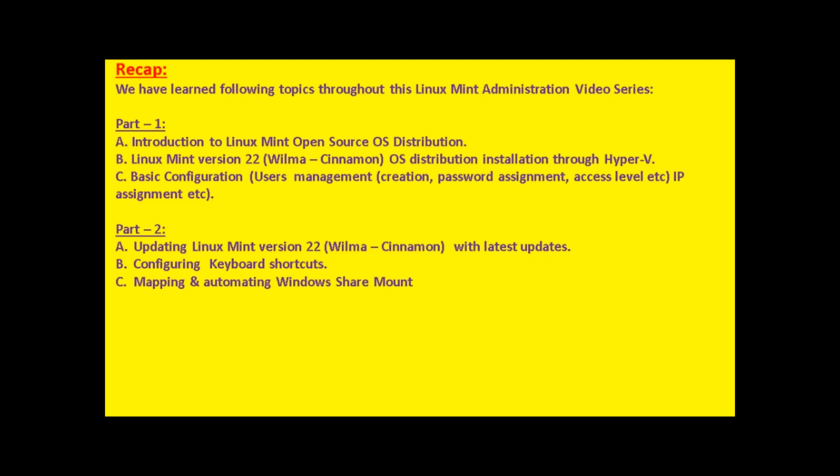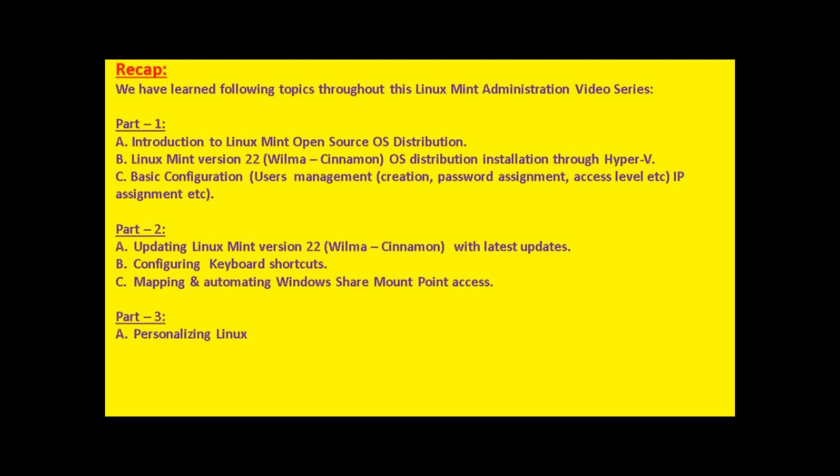Then third one, we have done the mapping and automation for Windows Share mount point access. How to map the Windows Share one time. If I am rebooting the system, that map will disappear. So how to make it automated? Every time I restart my machine, my Windows Share map should automatically get mounted. So that we have done in the part 2C section.